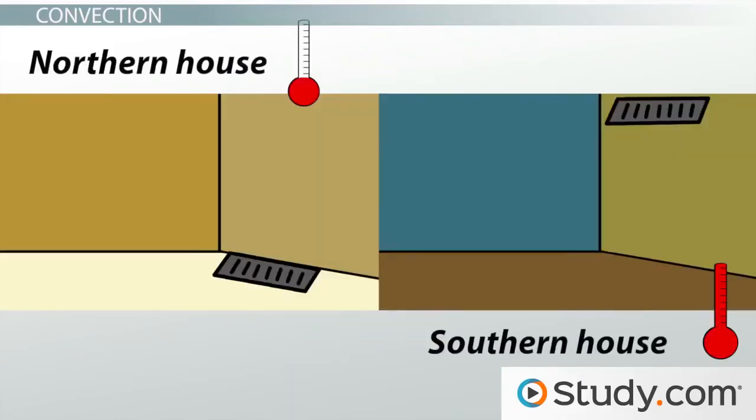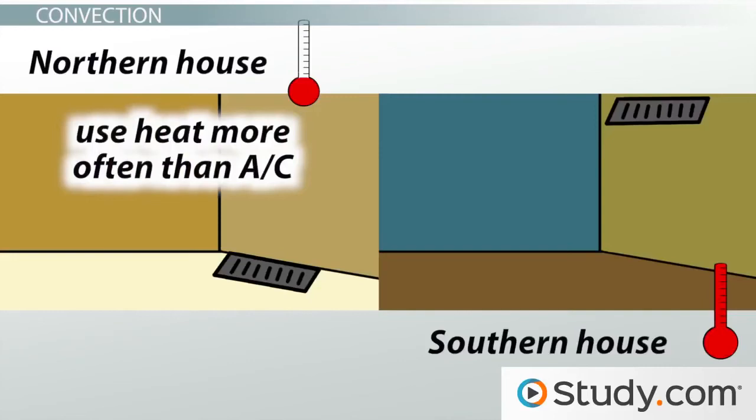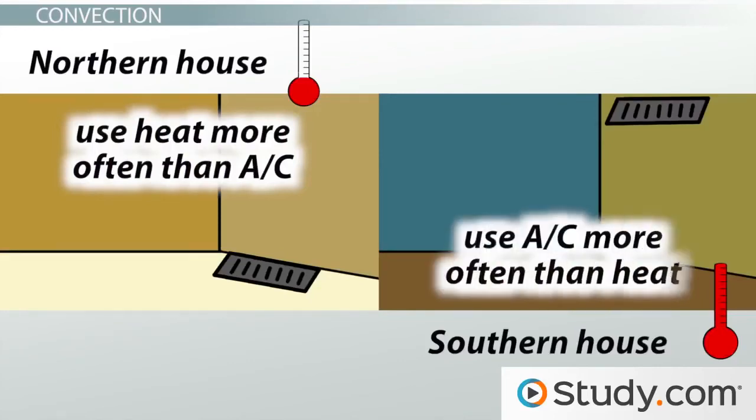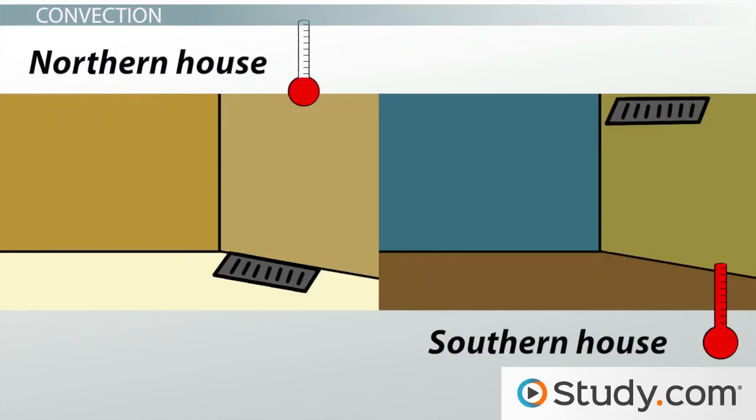What does this have to do with air vents in a house? Well, if you live in a cold climate, you probably use your heat more often than your AC. And if you live in a warmer climate, you probably use your AC more than your heat. So if hot air rises and you use your heat more often, you'll want your vents on the floor so that hot air travels upward to fill the room as it comes out of the vents.